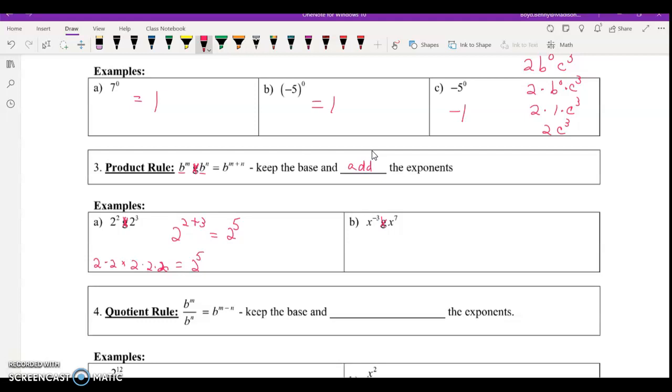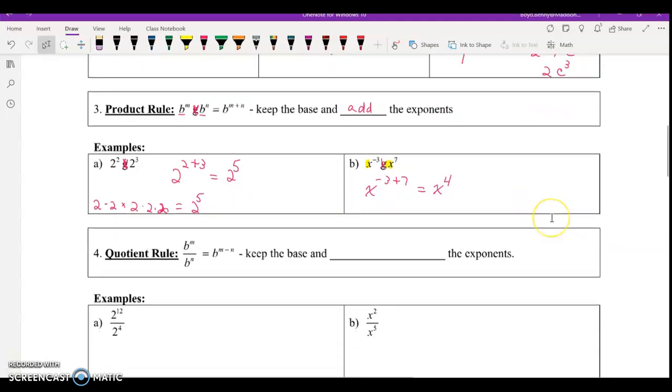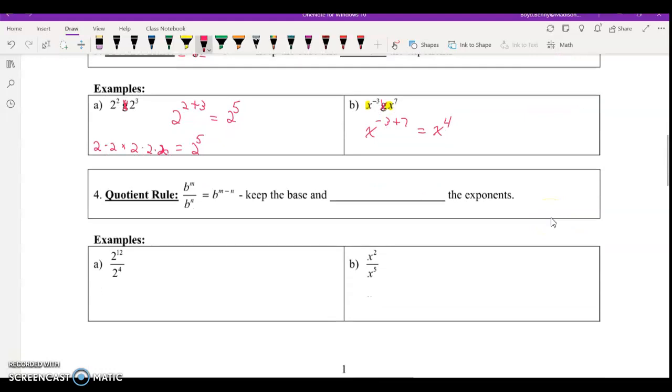Okay? All right, so let's take a look at this one. We've got x to the negative 3rd times x to the 7th. I notice that we have like bases, so that means I can add the exponents. So we've got x to the negative 3 plus 7, which is going to give me x to the 4th power. All right, so there's a review of yesterday's stuff.